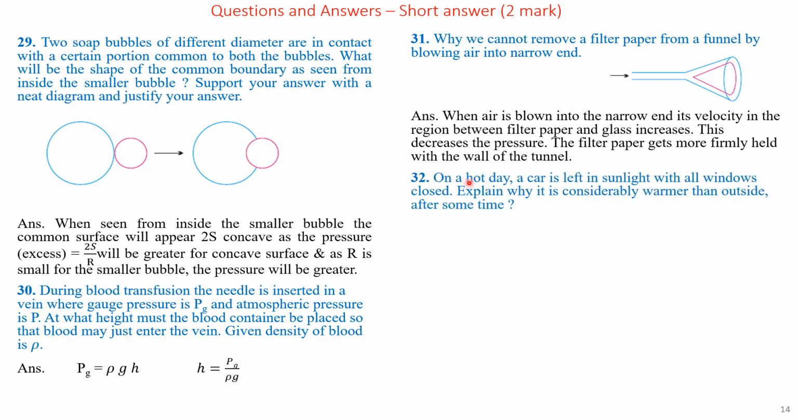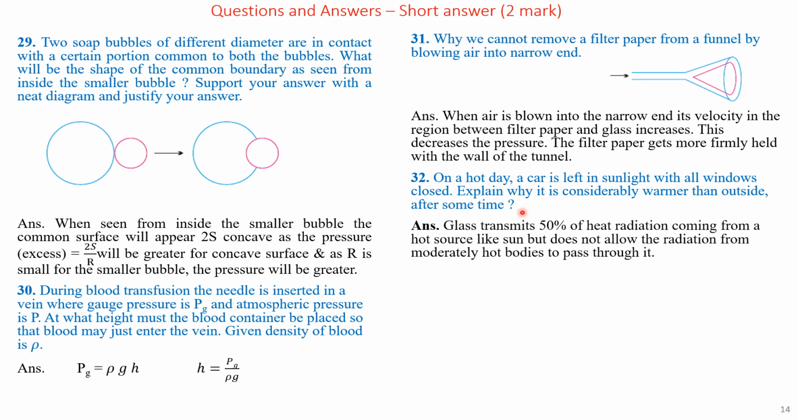Question number 32. On a hot day, a car is left in sunlight with all windows closed. Explain why it is considerably warmer than outside after some time. The glass transmits 50% of the heat radiation coming from a hot source like the sun, but does not allow the radiation from moderately hot bodies to pass through it.